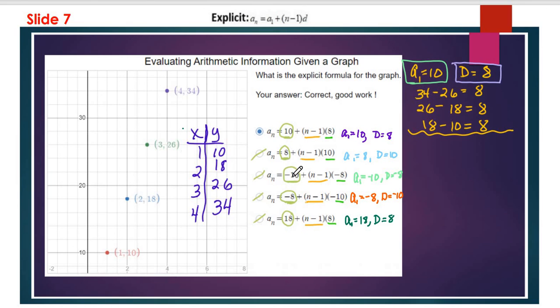This is 8, out. Negative 10, out. Negative 8, out. 18 is out. So based on just the first term right here, we were able to eliminate 4 of the 5 answers right away, because the first term is 10 and the common difference is 8, and that is what we're looking for. So look at those two things right off, and then also check this. Make sure that they did not swap the n and the 1. Sometimes they'll say 1 minus n, or they'll put a plus right here. Remember, the formula says n minus 1. That is one other thing you also have to check.